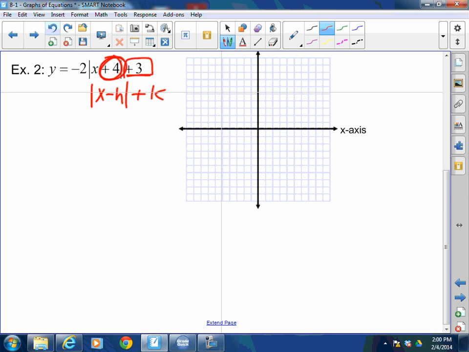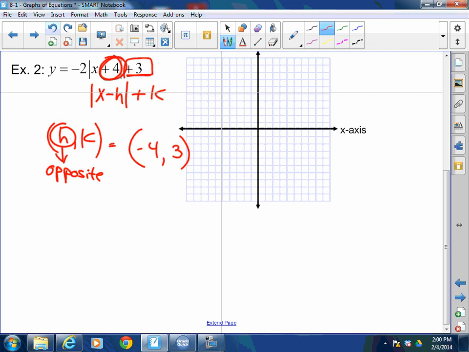H stands for a horizontal shift, okay? And the k is going to shift the graph up or down. So this is what you're going to do. You're going to find the hk value. Remember that the h is always opposite of what's given. So in this particular case, my h is negative 4. My k is 3. It stays the way it's written.